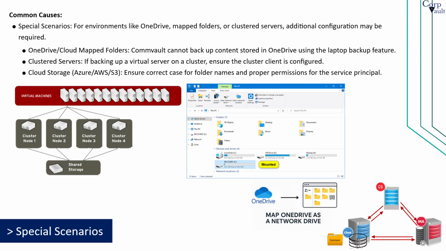If the issue persists, collect and review client logs for the failed job. Check for specific error codes or messages in the logs. If unsure, open a support ticket with the vendor.